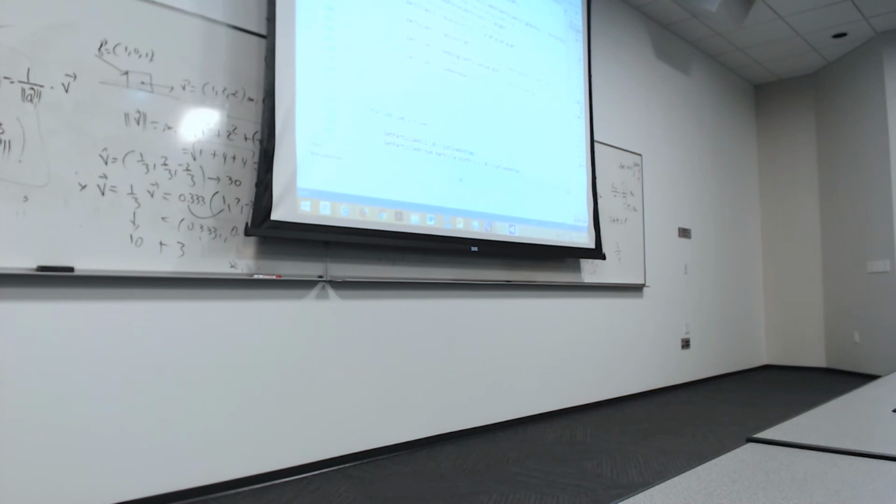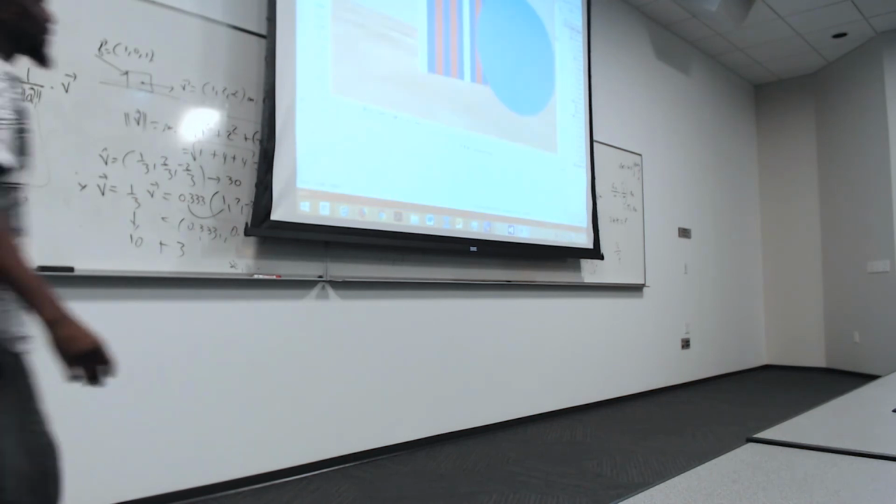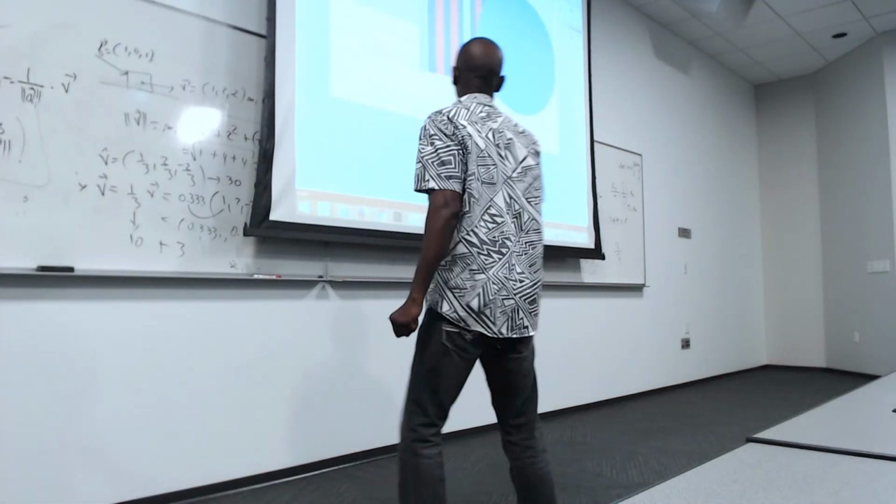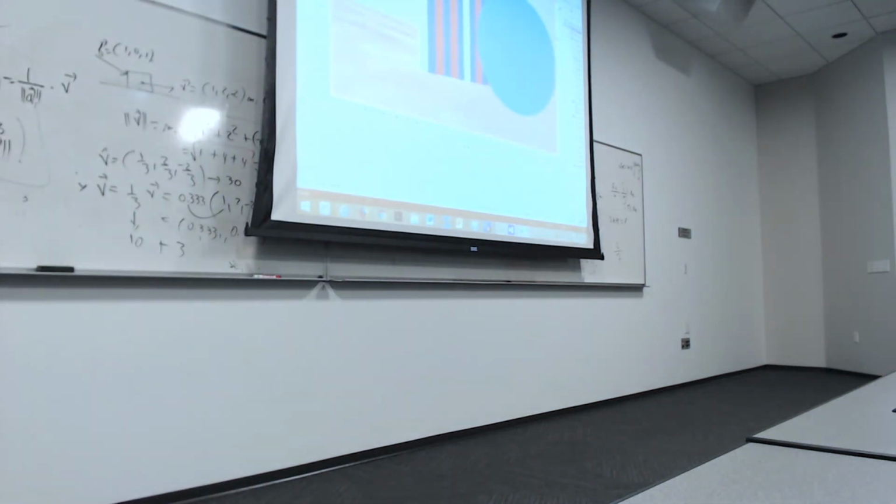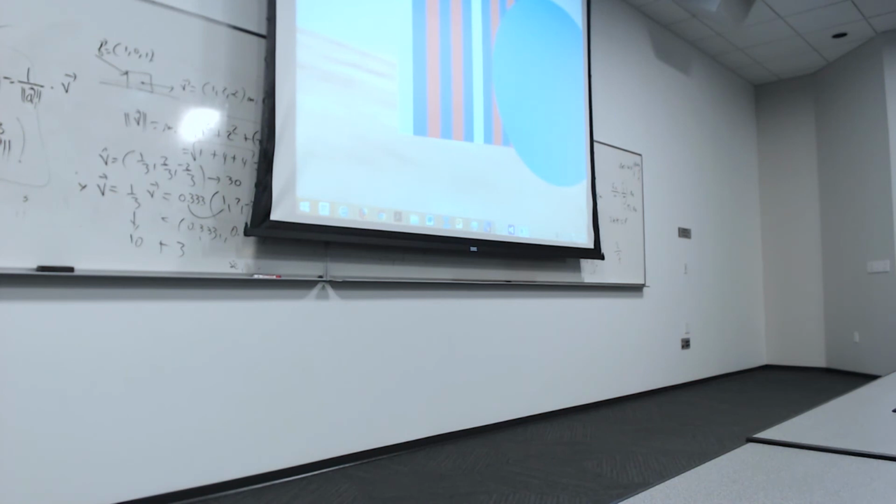So when we run this, this is the simulation up here. The wind is blowing. What should I press to move the ball? M. M to move the ball. Okay, so I'm going to press M to move the ball. The ball is now moving.